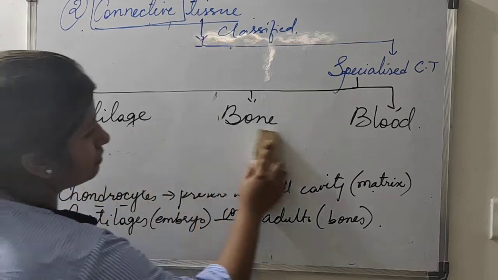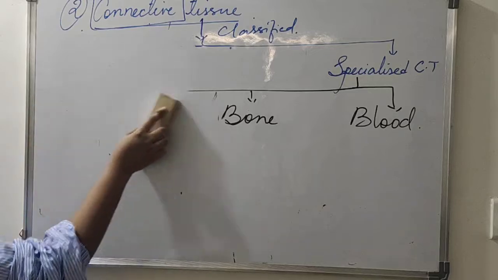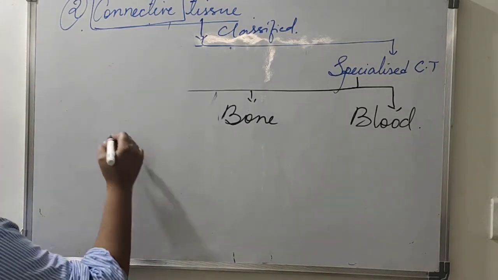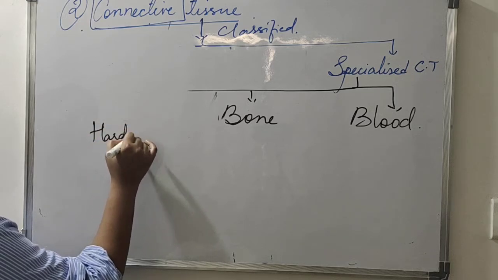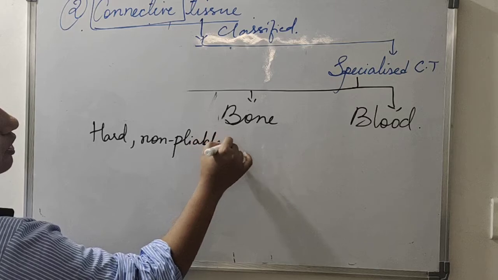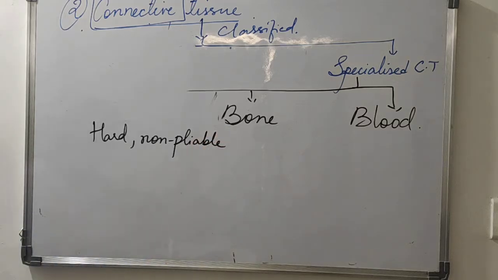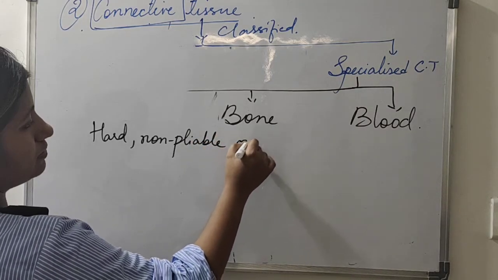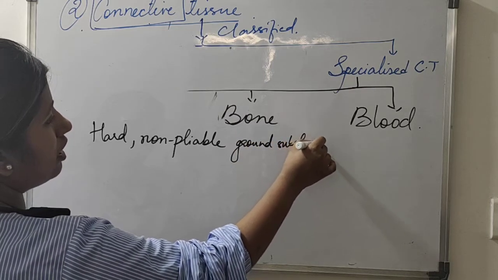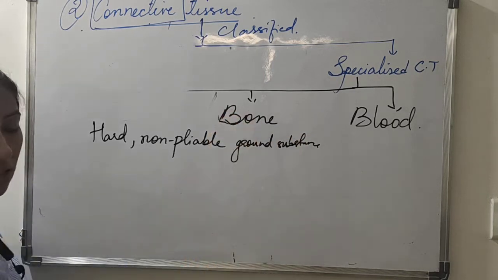So this is what was about the cartilage. Now we will come to bones. So how is bone? Bone is hard, non-pliable. Pliable means flexible. Non-pliable ground substance. Bones can't be bent.